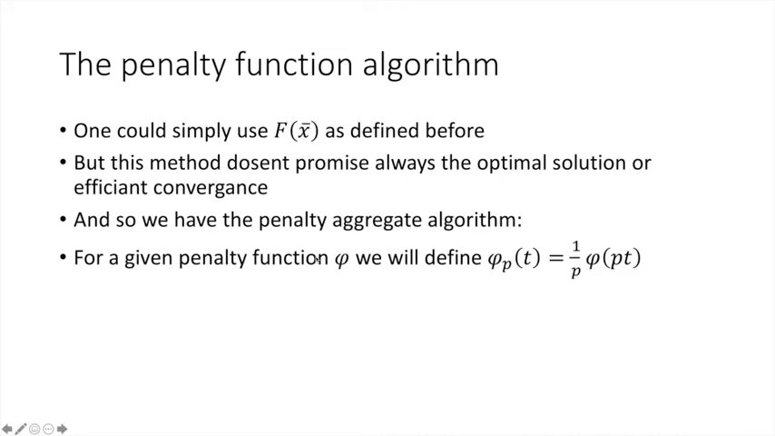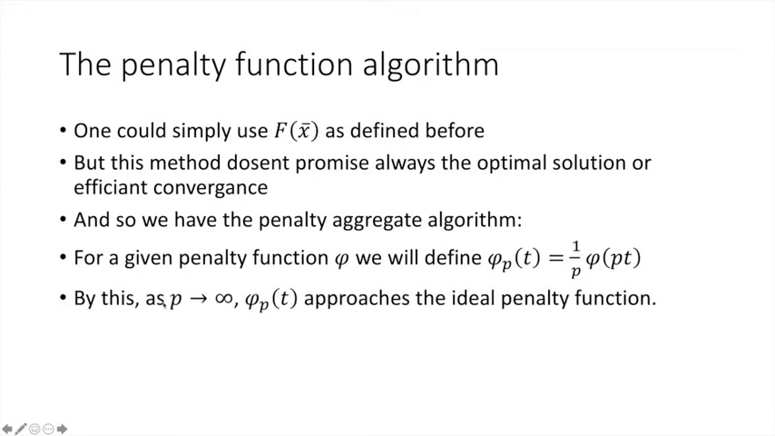So for a given penalty function phi, we will define phi p of t as 1 over p of phi of pt. By this, as p approaches infinity, phi p of t approaches the ideal penalty function, meaning that for any infeasible point, the penalty would be much larger than the reward the algorithm will get by going to this point. So we will define big F p of x as f of x plus the sum over i of phi p of g i of x. So phi p is as we've defined before, and g i of x is each of the constraints we want to hold.